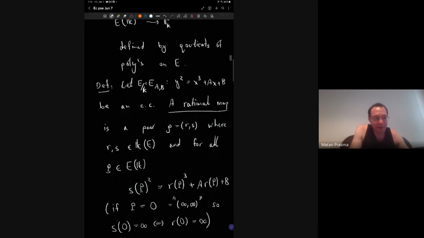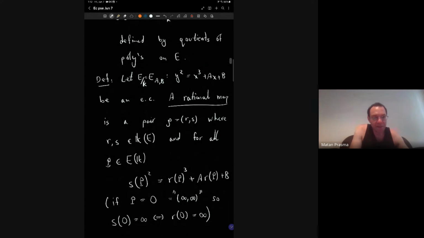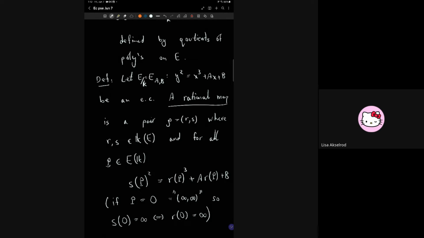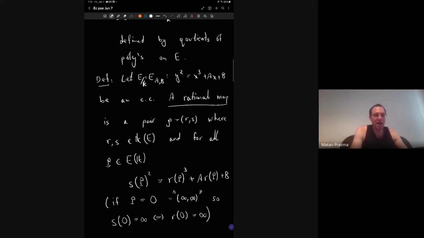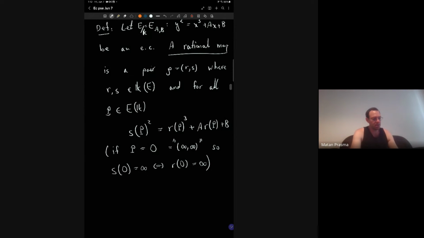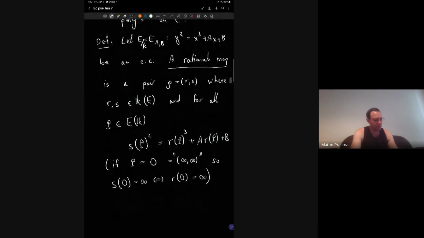Lisa, what do you think? Do I understand it correctly that one can informally describe this map as substituting points for the x and y that we had before, for rational functions? I mean, we write the notation, maybe it would clarify.